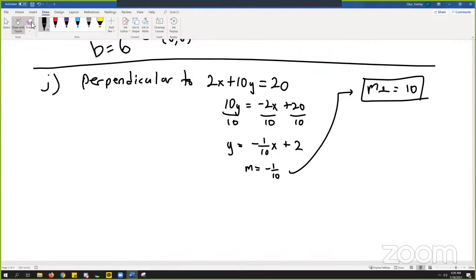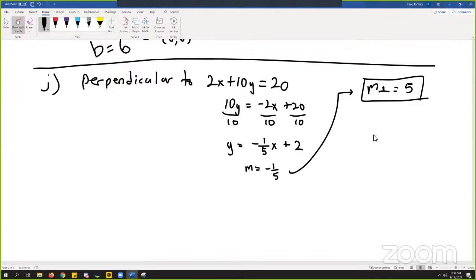Oh, sorry, not over 10. You're right. That should be over 5. Correct. Thank you for catching that. Sorry, negative 1 over 5. The slope should be 5, not 10. Okay. Good catch. Thank you. So the slope should be negative 1 over 5. Negative reciprocal of that should be positive 5. Once we have that down, we have the slope, we can now go to the next part.